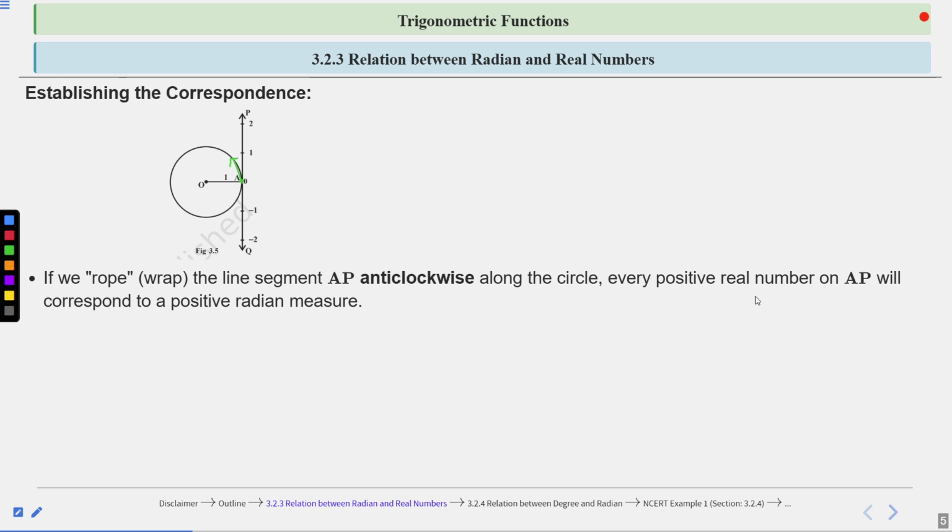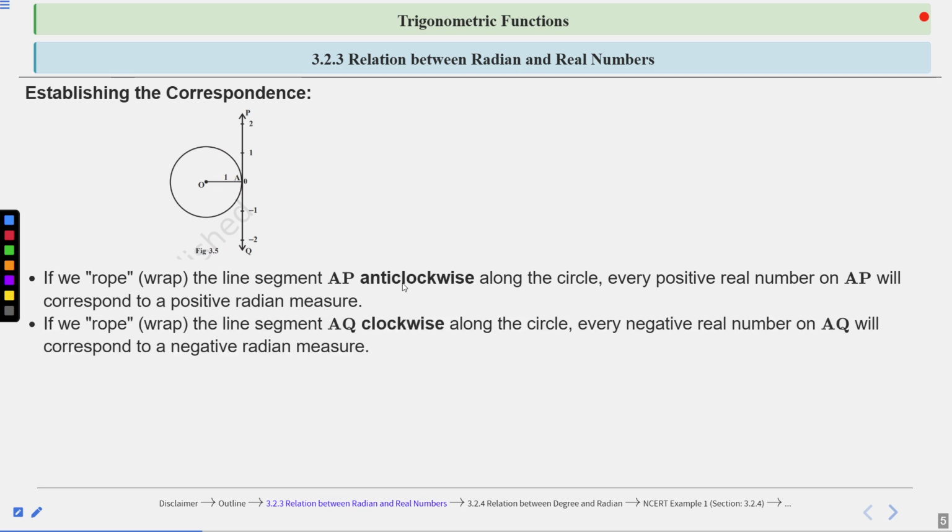Now, every positive real number on the AP line will correspond to a positive radian. Clear? Suppose you take AP of length half. Now if you wrap it around this circle in the anti-clockwise direction, your final position will be somewhere here, and this length is going to be half. Yes? Now this corresponds to what radian? Half radian, from the definition. Clear?